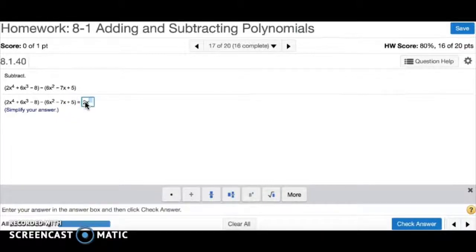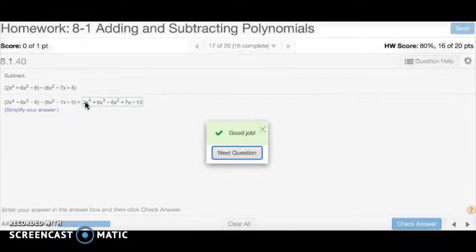Typing that in, we have 2x to the fourth plus 6x to the third minus 6x squared plus 7x minus 13. That's number 17.